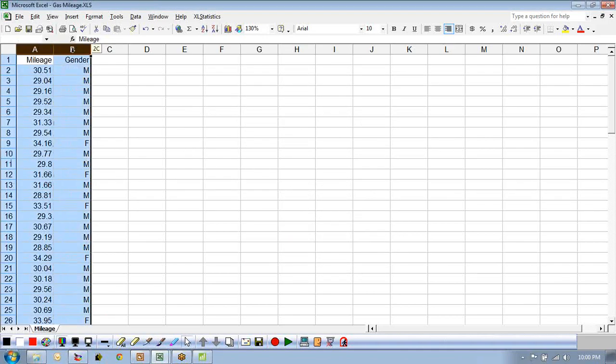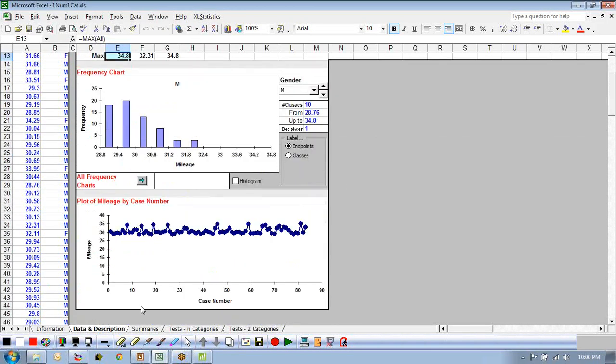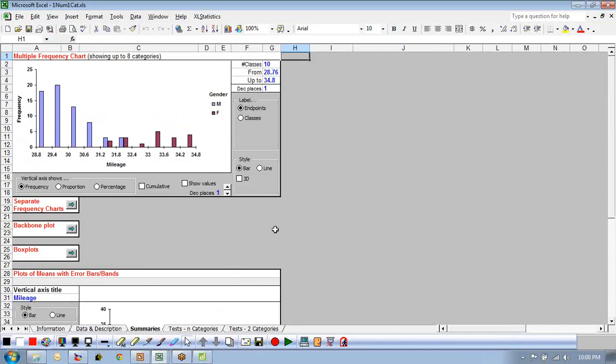Okay, so we've got one numerical, one categorical variable. Excellent. So it looks like we can look at some sample statistics, but I like making a plot first. Nothing obvious from this one, but if we go to the summaries tab, there usually is some interesting information. Looking at this plot, it certainly looks like women, which is F, females, get higher gas mileage on average than men.